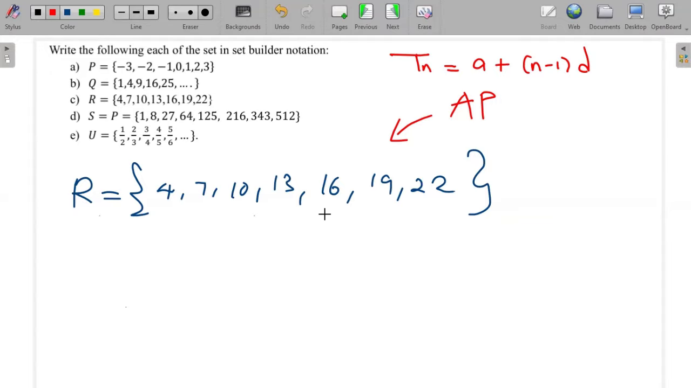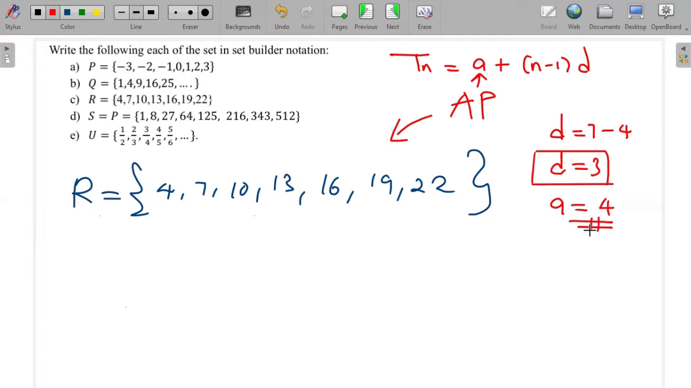That's what we are doing here, because all of them are increasing by 3. So the common difference between two consecutive terms is going to be the same. We can actually find d by subtracting any consecutive terms. I'll just choose 7 minus 4, which gives me 3. So here we have a common difference of 3, and the first term, indicated by a, is going to be 4.